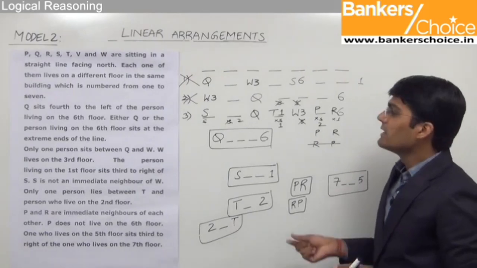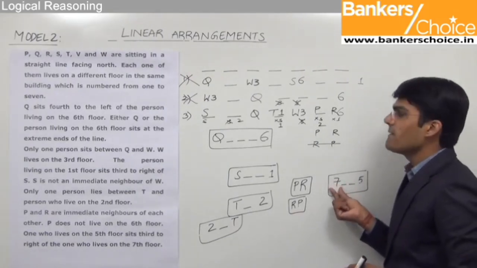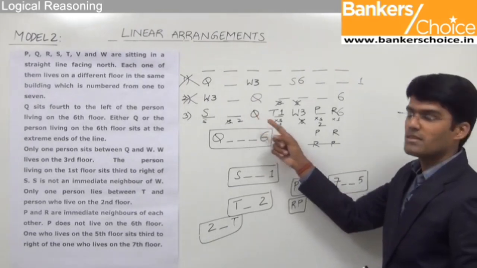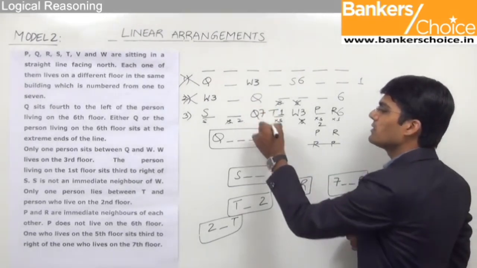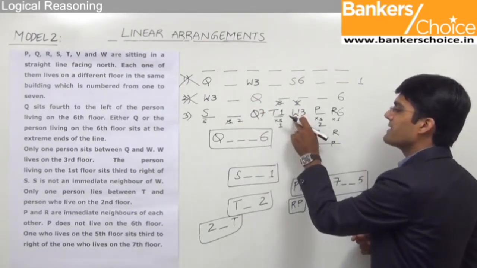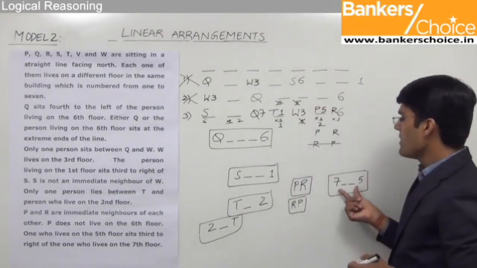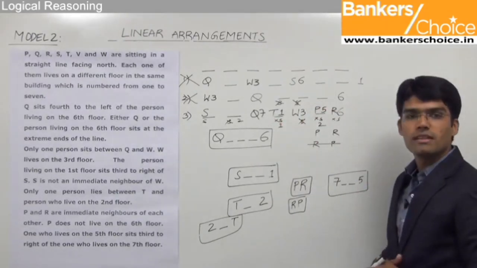So very clearly the only possible position for the 7th floor person is the position which is already occupied by Q. So if we try to put the 7th floor for Q, we should have a gap of 2 places and then the 5th floor comes here. So this is how we have adjusted the 7th floor and 5th floor in the arrangement.